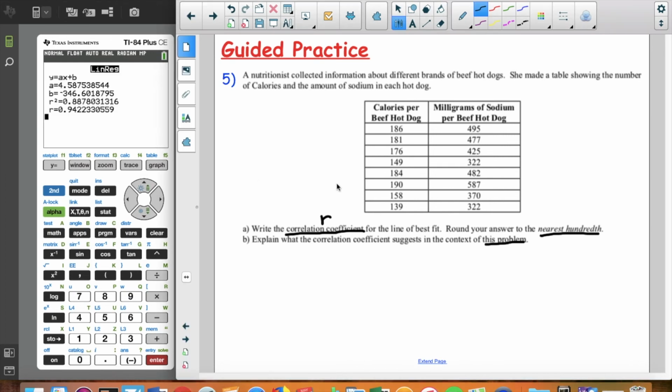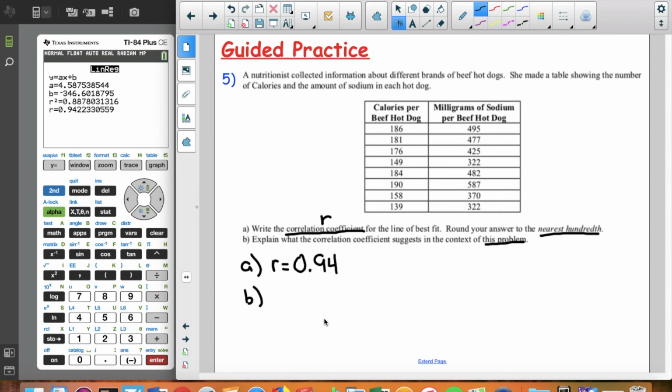So there's two parts of this problem, part A and part B. Part A is just to write the correlation coefficient. The correlation coefficient is R, not R squared, which is right here. We're rounding to the nearest hundredth, which is the second decimal point. This is going to stay a 4 because this 2 is below 5. So R is 0.94.